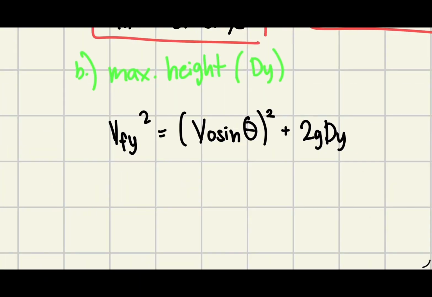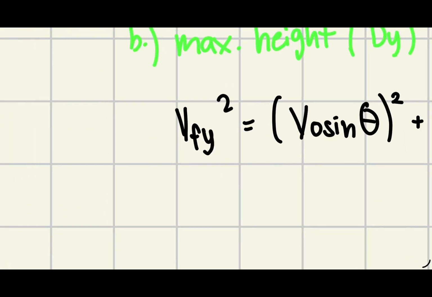Moving on, let's solve for letter B. Now, for solving the maximum height or the vertical displacement, we can use, in this case, the third formula, which is the final vertical velocity squared is equal to the initial velocity multiplied by sine theta squared plus 2g dy. This is because for solving for maximum height, we can assume that the vertical final velocity is equal to 0, as when the javelin reaches the maximum height, its vertical component is at its lowest, or it is at 0, as from there the projectile starts to go negatively or downwards.